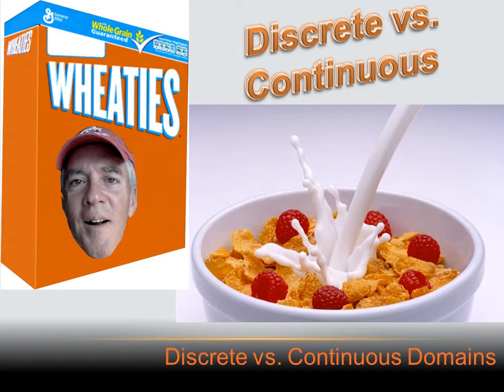On the left of the screen, you see a Wheaties box with a star athlete on the cover. And on the right, you see a bowl of cereal, a bowl of Wheaties probably. Now, you know that if you went to the store and wanted to buy Wheaties, you probably couldn't buy a half a box. They probably are not going to cut up the box and give you just a portion. You got to buy a discrete unit of Wheaties. You got to buy a single box or 2 boxes or 3 boxes.